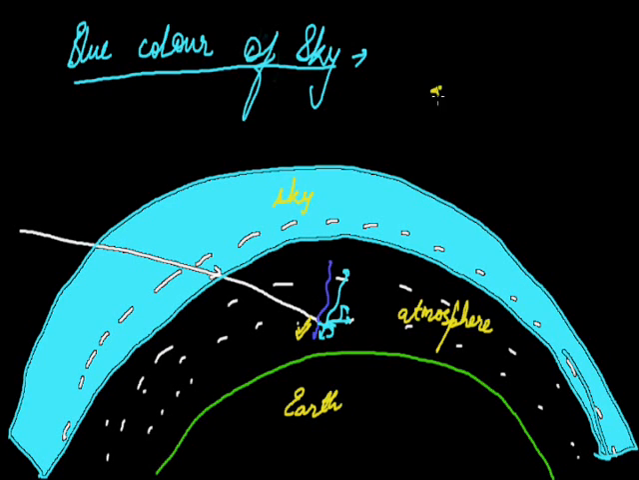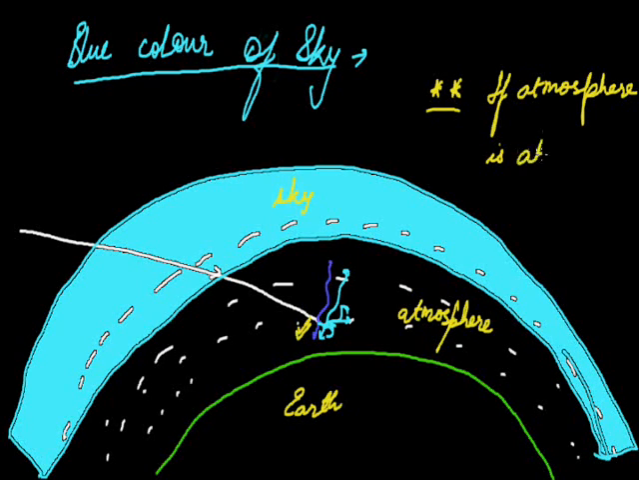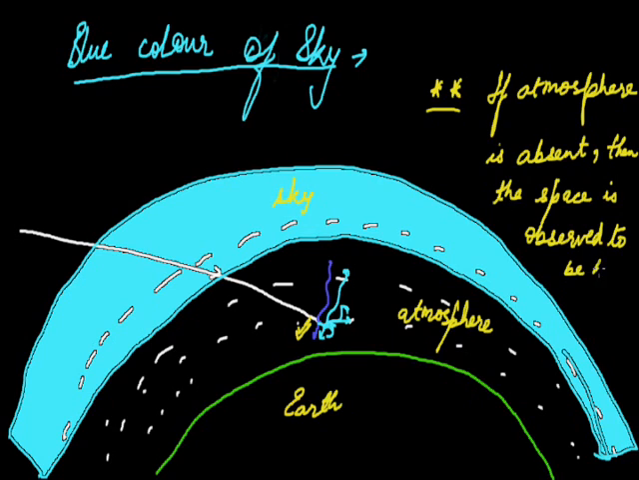It is very important to understand that if the atmosphere is absent, the sky or the space is observed to be black in color. So this was the second application of this beautiful, interesting phenomenon related to light. Now, another application is the white color of clouds.